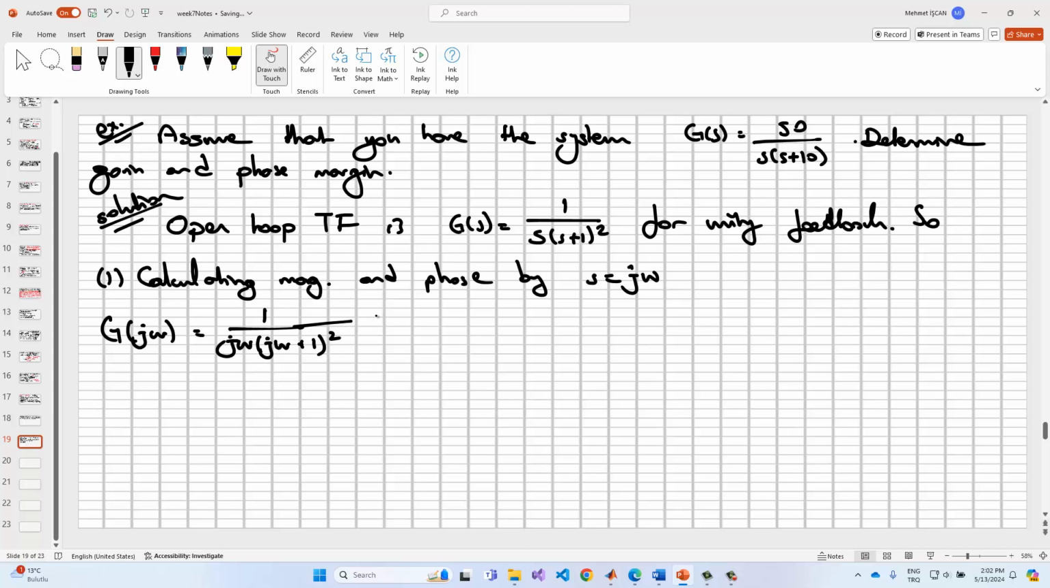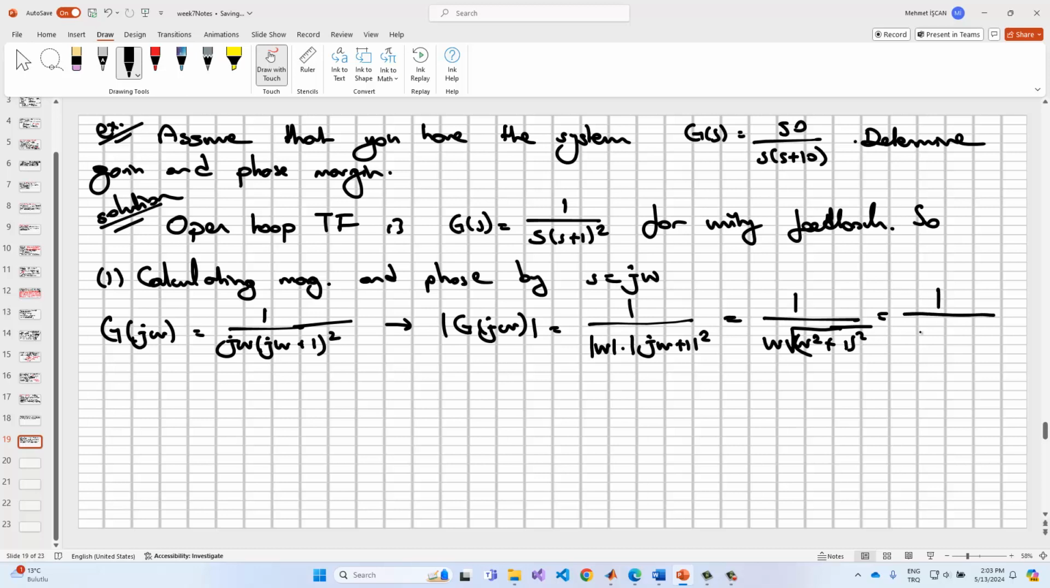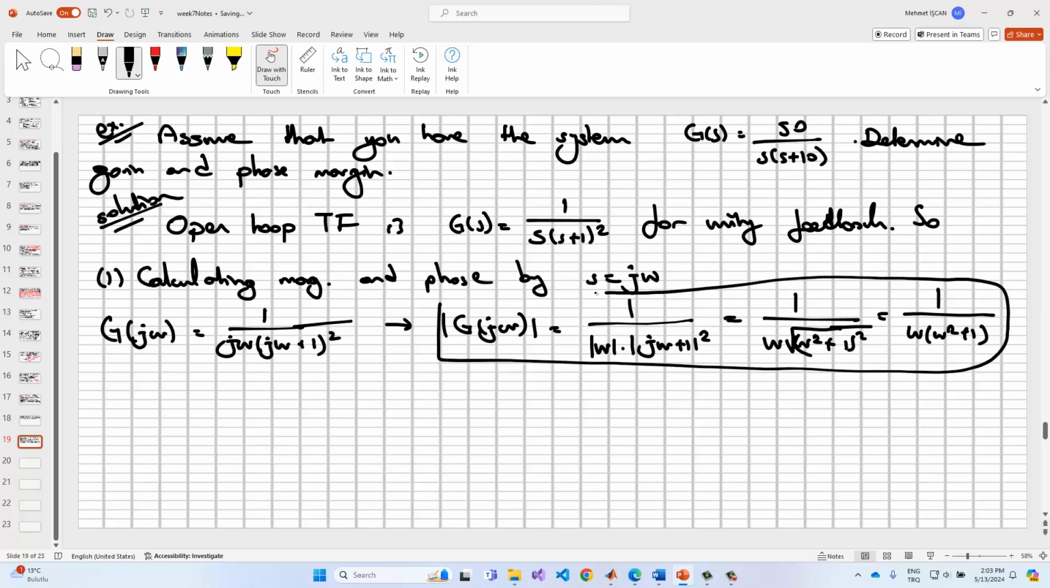And so this returns into the absolute value of G(jw), which equals 1 divided by the absolute value of (jw plus 1) squared, and so it equals 1 divided by the square root of (w squared plus 1), but we need to take the square root of the squared form, and then w squared plus 1. Okay, this is our magnitude of the system, just using the complex analysis of this system.